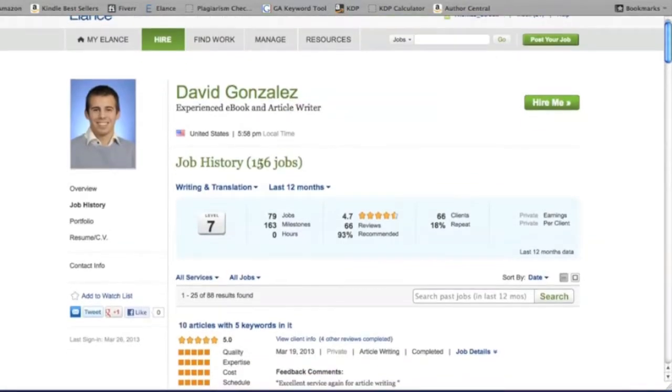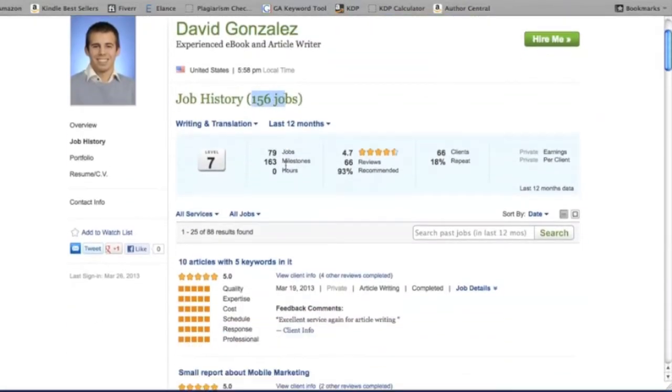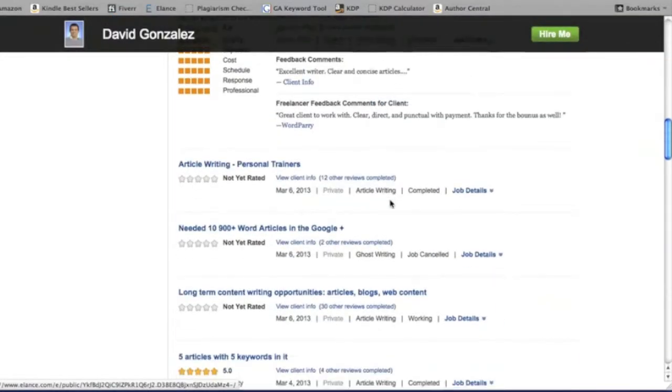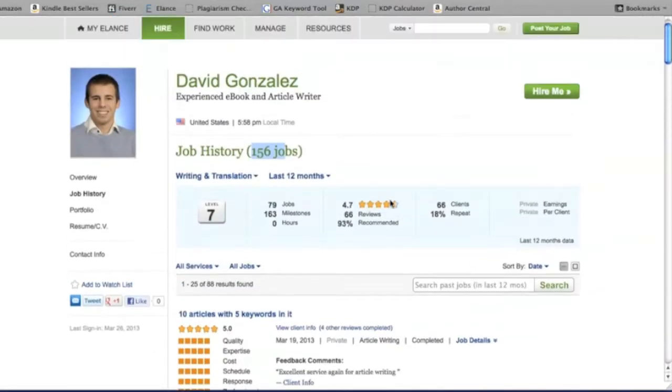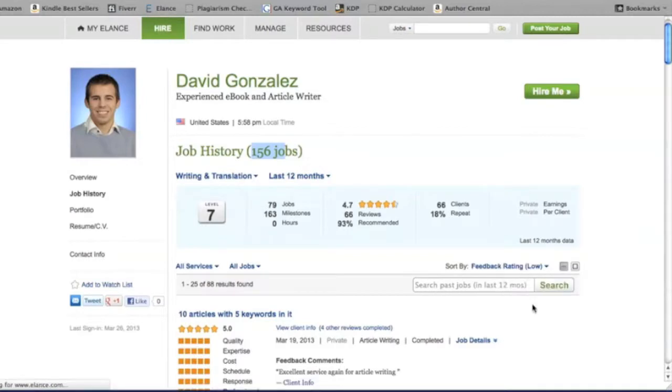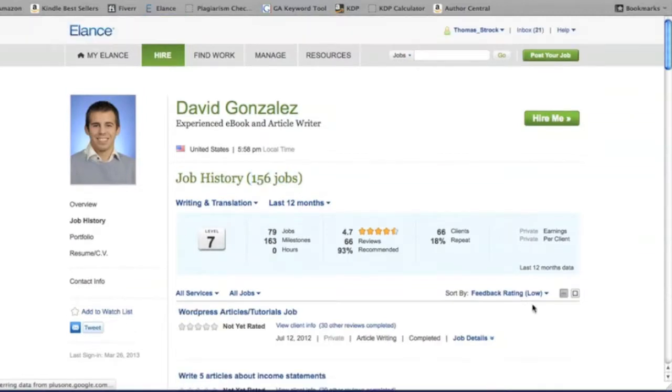Now you get to look at his 156 jobs, and you can look at all the reviews. It looks good right away, with all these 5-star and 4-star ratings. But this is what you need to do: sort, not by date, but by feedback rating, low. I always look for the lowest feedback rating and the worst reviews.